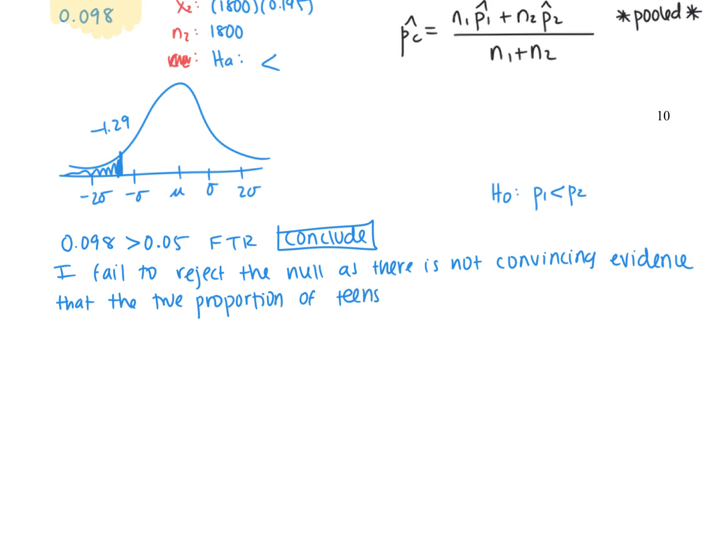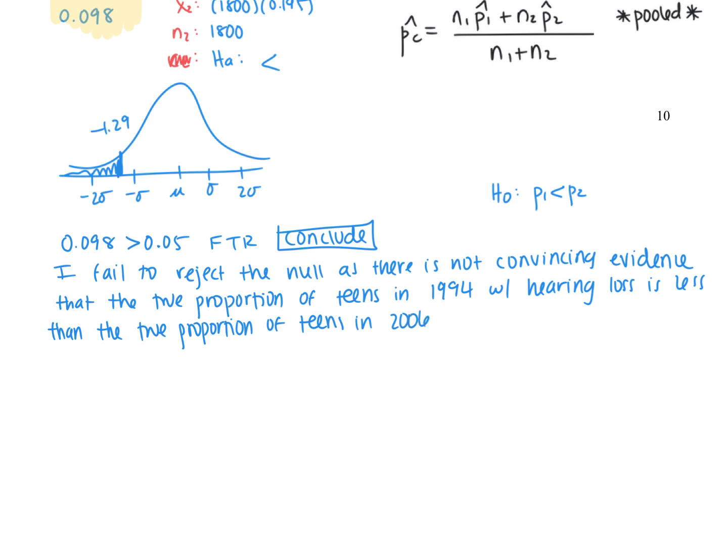of teens in 1994 with hearing loss is less than the true proportion of teens in 2006 with hearing loss. So I'm just saying I failed to reject the null. There's not enough evidence for the alternative.